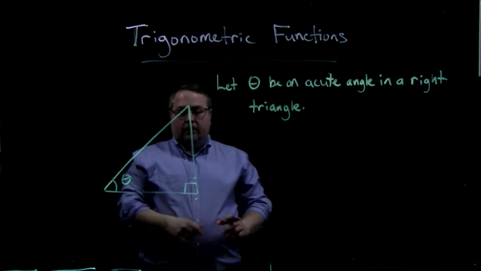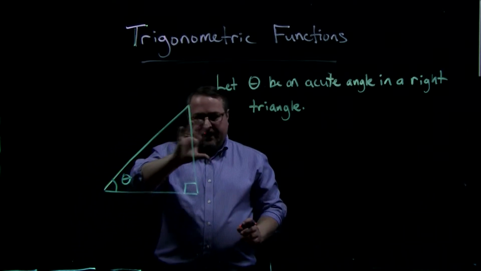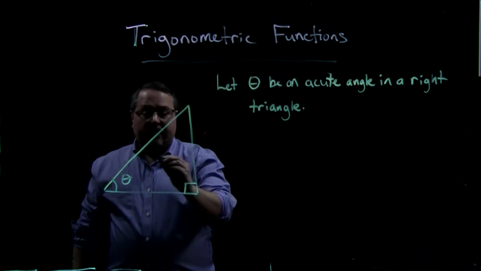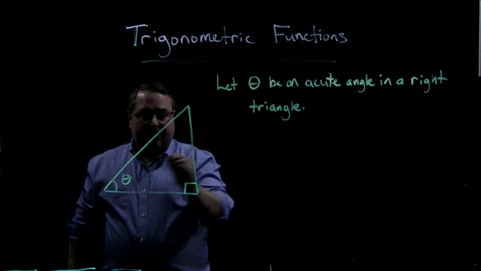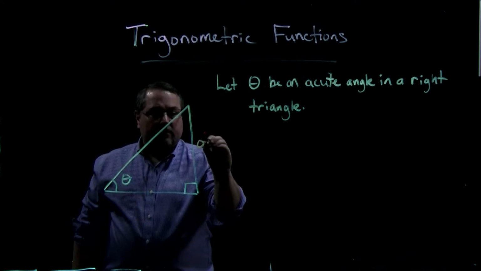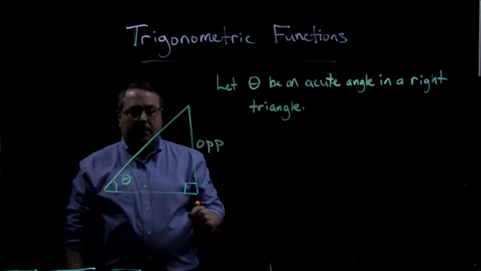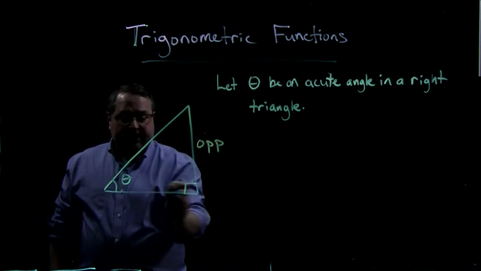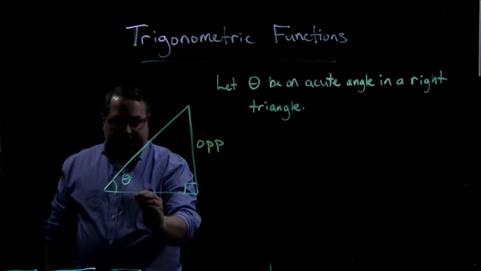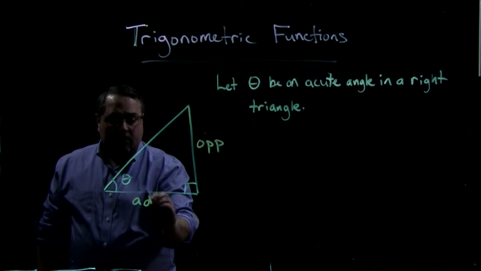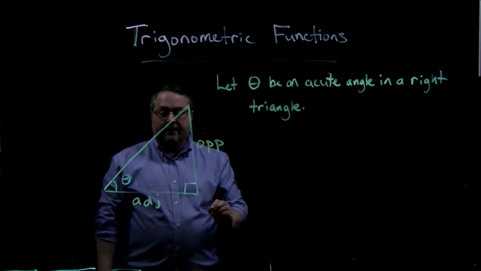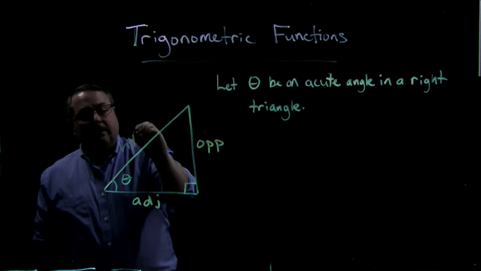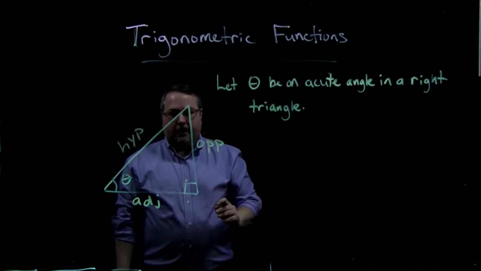So if we have a right triangle, we of course have 3 sides, 2 legs, and a hypotenuse, and we will label these sides as follows. The side that is opposite our angle theta, I'm going to label with OPP for opposite. The leg that is adjacent to theta, the one that actually contains theta, we're going to label ADJ as adjacent. And finally, the hypotenuse we're going to label as HYP for hypotenuse.